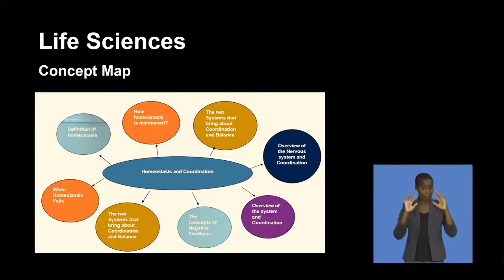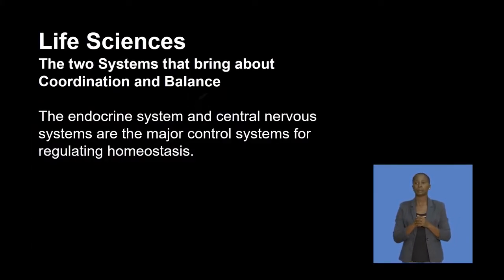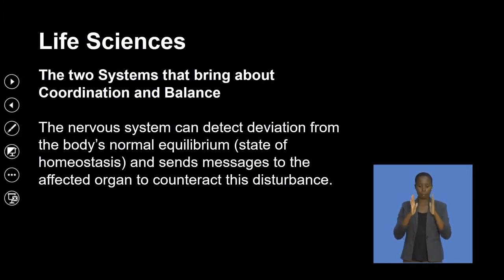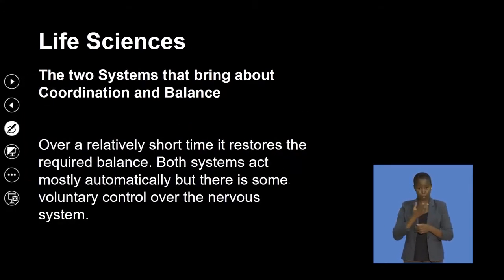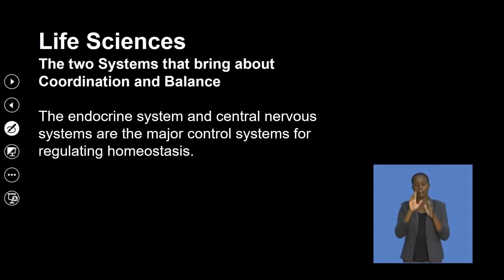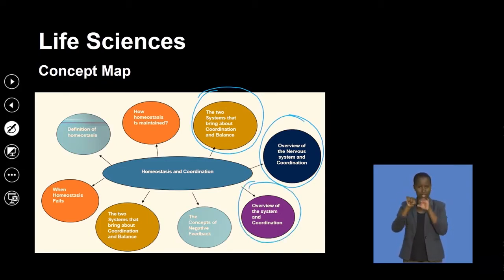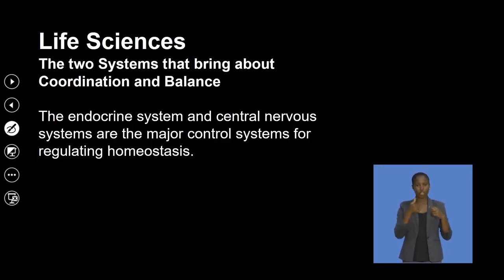So in this segment, we're going to look at the systems that bring about coordination and balance. We're going to look at how this balance is achieved. We're going to have an overview of the nervous system, and we're going to overview the endocrine system, and then focus on the concept of negative feedback. So getting back to the process of balance and equilibrium.